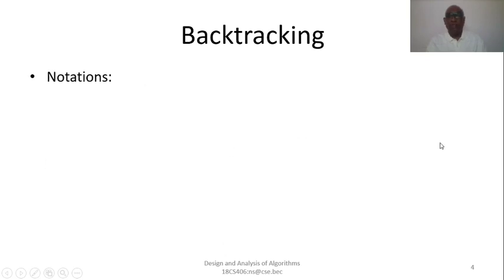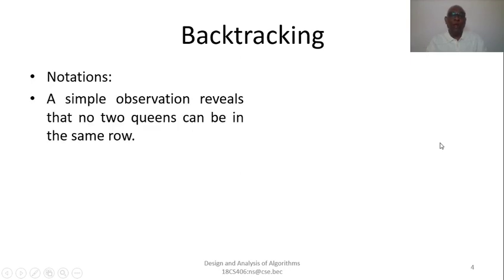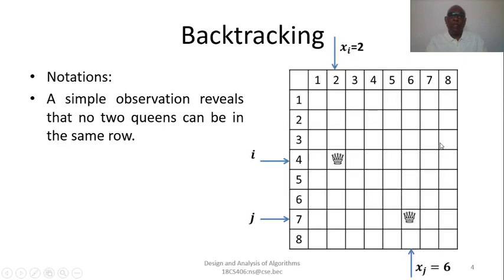Let's look at some of the notations that we are going to use in this lecture. We know that two queens cannot be placed in the same row. So all the 8 queens should be placed in the 8 different rows. So the first queen is placed in the first row, the second queen is placed in the second row, the third queen is placed in the third row.